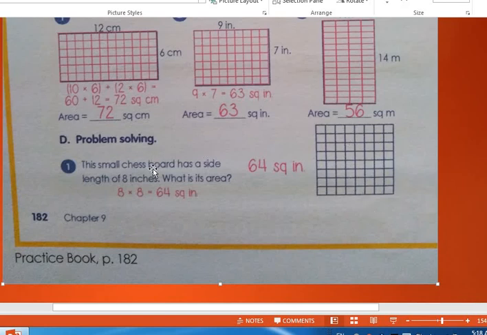Okay, by this we have covered the lesson area of composite shape. Let's move to the other lesson together.